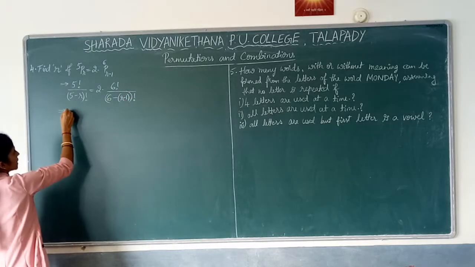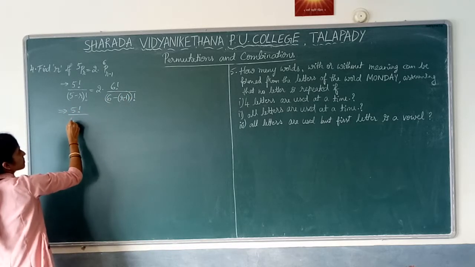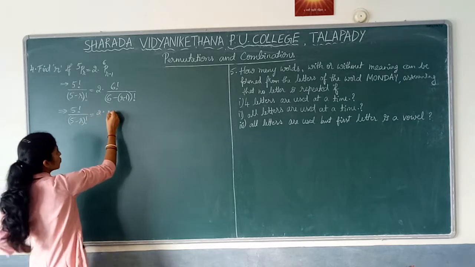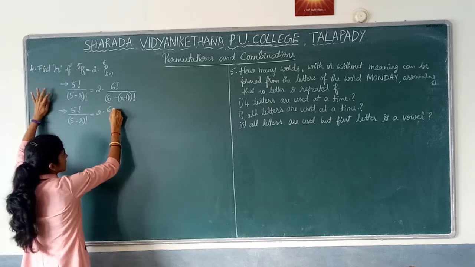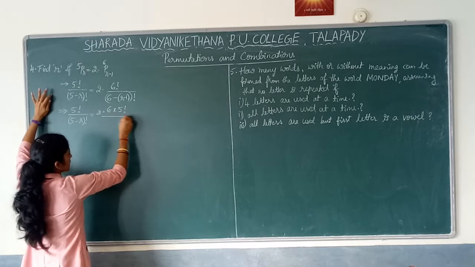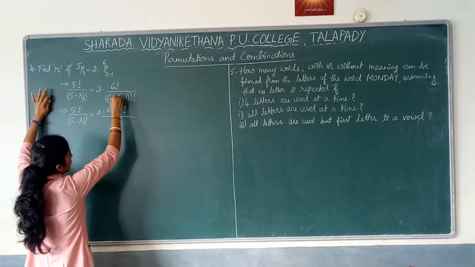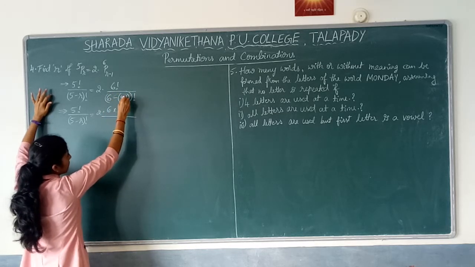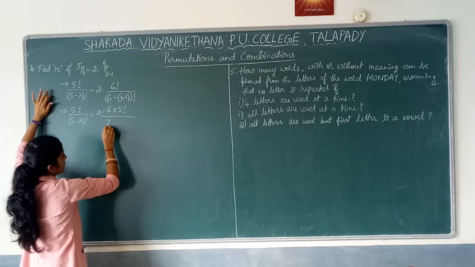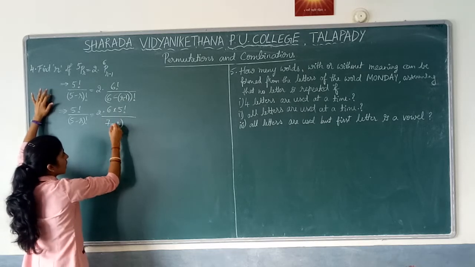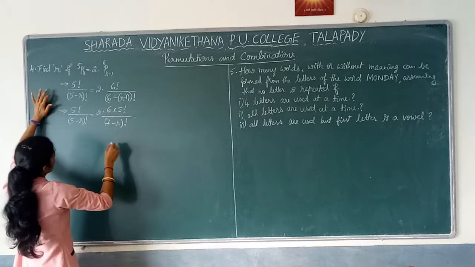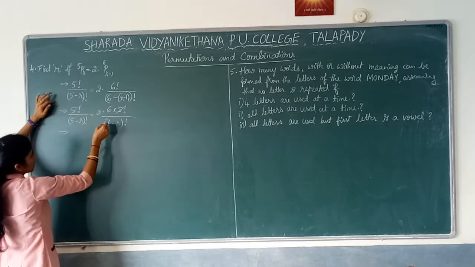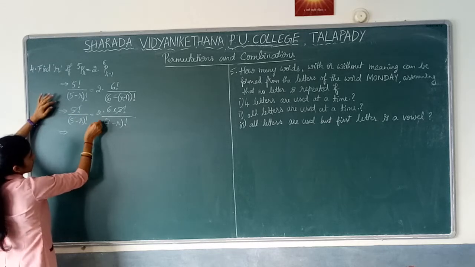Now simplify this. You will get 5 factorial divided by (5 minus r) whole factorial is equal to 2 into, the 6 factorial can be written as 6 into 5 factorial, divided by 6 minus r plus 1, right? 6 minus r plus 1, so you get (7 minus r) whole factorial. Now further when you simplify this, 5 factorial gets cancelled. When you cross multiply you will get this here.